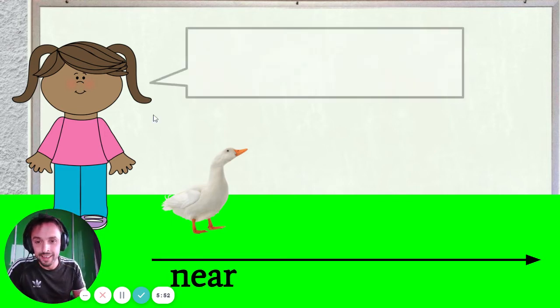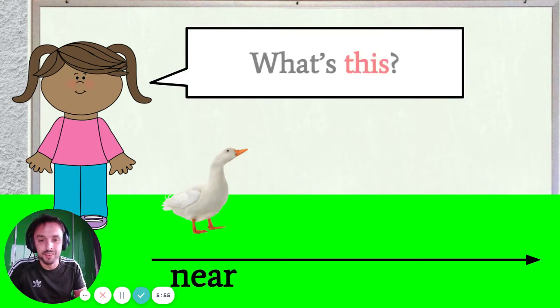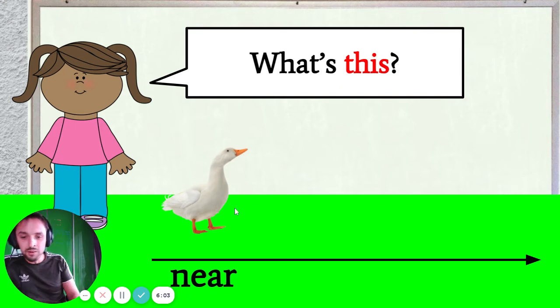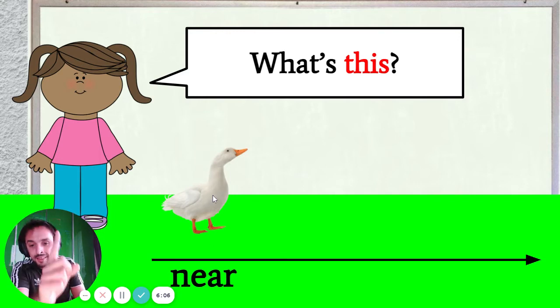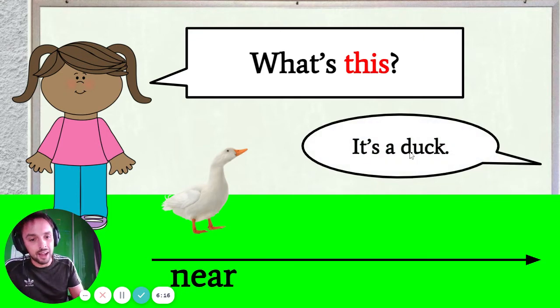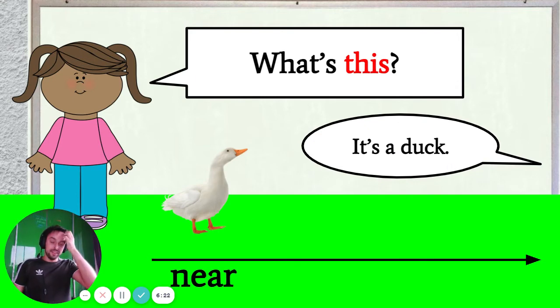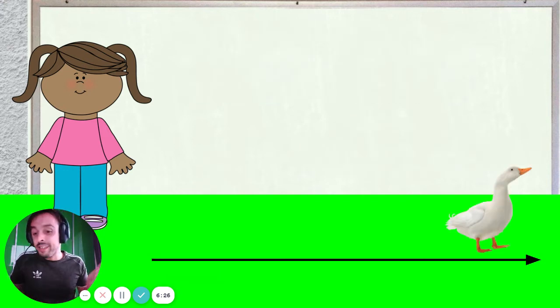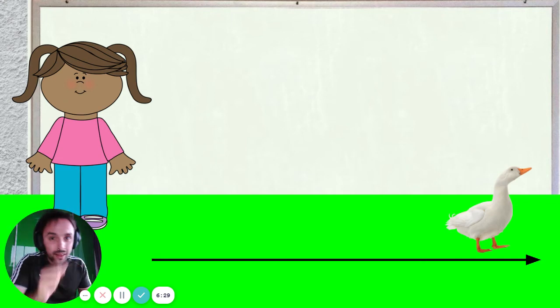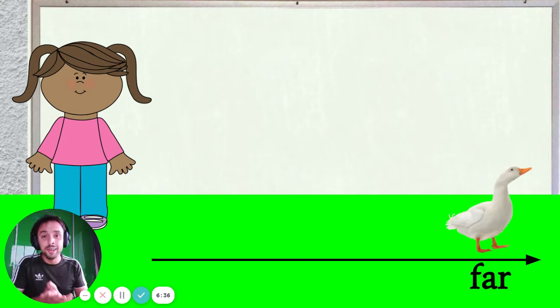So the question is, what's this? If it's just one duck, and it is near, then you say, what's this? And the answer: it's a duck. Now let's change it. Okay, now we still have one duck, just one duck. But is it near or far? That's right, it's far. So now it's one duck, one and far.